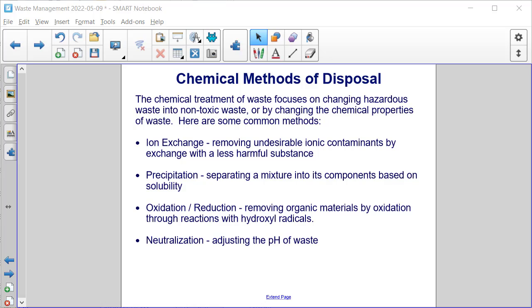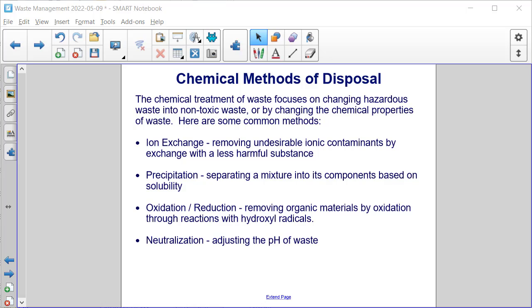Chemical methods of disposal. The chemical treatment of waste focuses on changing hazardous waste into non-toxic waste, or by changing the chemical properties of waste. Here are some common methods.